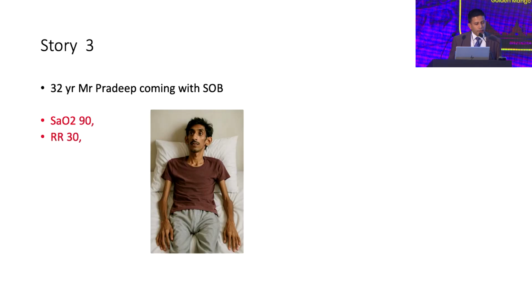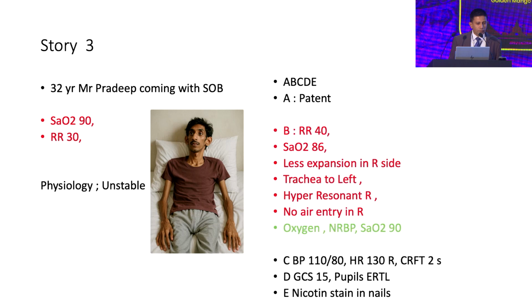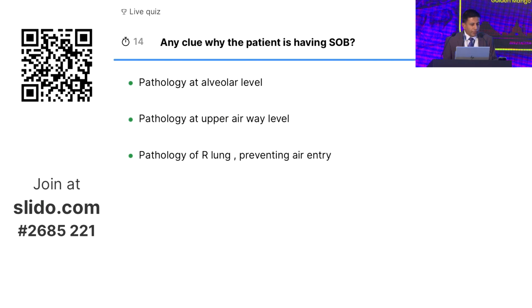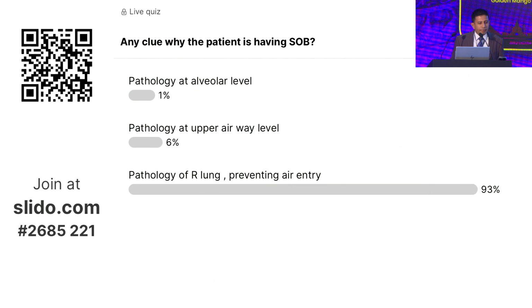Third story, 32-year-old Pradeep, coming with SOB, these size numbers, physiology unstable. We did ABCD, airway was patent. His right side was expanding lesser and trachea to left and all those signs were there. Oxygen started. Any clue why the patient is having SOB? Pathology at alveolar level, upper airway level or right lung itself? Yes, it's a pathology in the right lung, isn't it?